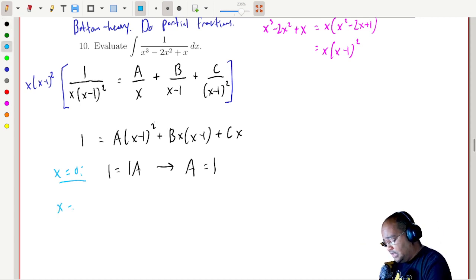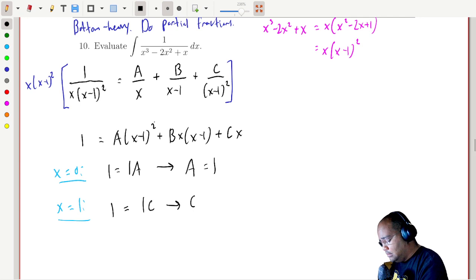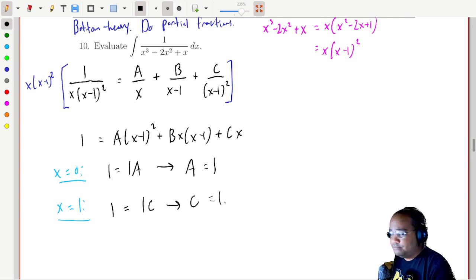Now we choose another clever value of x. Here, x equals 1 is a pretty good choice. Again, the left is independent of x, so we just write down 1 equals... well, we have 1 minus 1, which is 0, squared is 0. So any term that has an x minus 1 will vanish, and that just leaves us with 1 times c. So c is equal to 1.